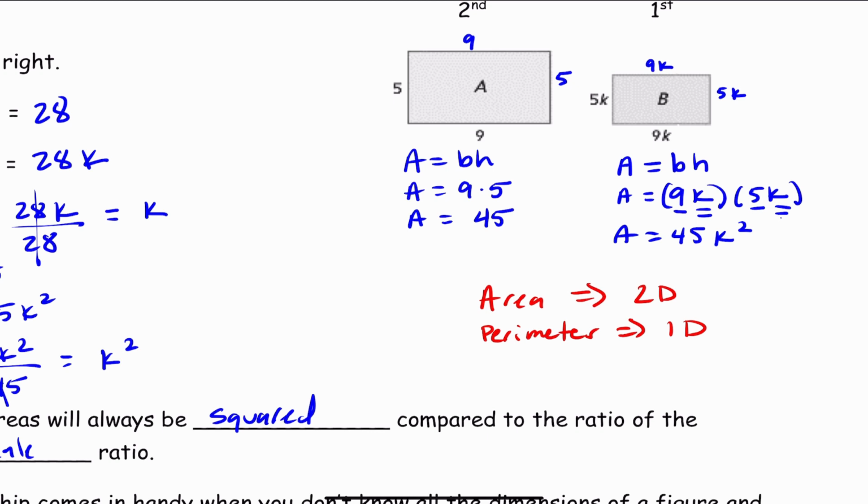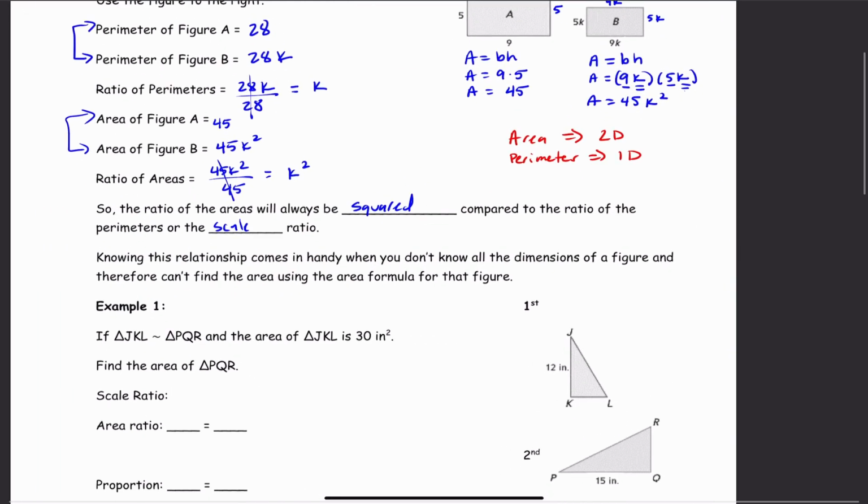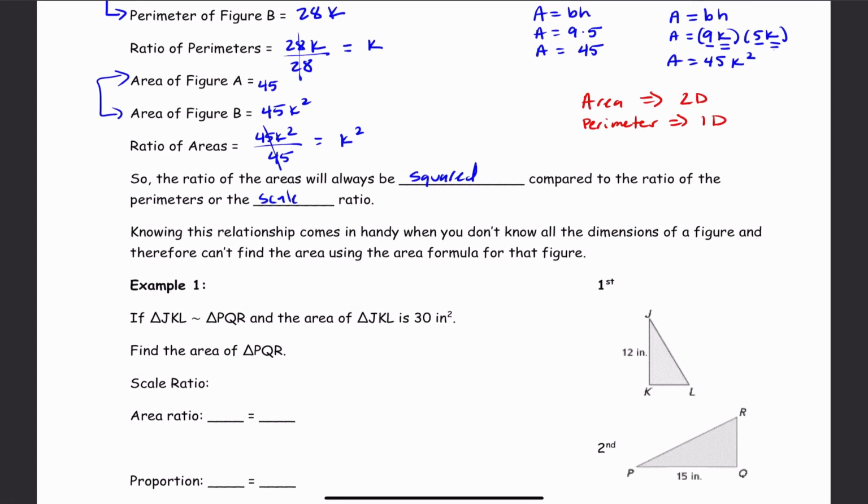When we talked about that back in Unit 1, the points, lines, and planes, lines, line segments, rays, etc., those are one-dimensional objects, one-dimensional figures, right? When we're talking about squares, or when we're talking about rectangles or circles, etc., those are two-dimensional. So keep those in mind. Knowing this relationship comes in handy when you don't know all the dimensions of a figure and therefore can't find the area using the area formula for that figure.